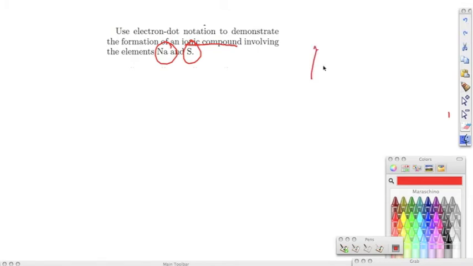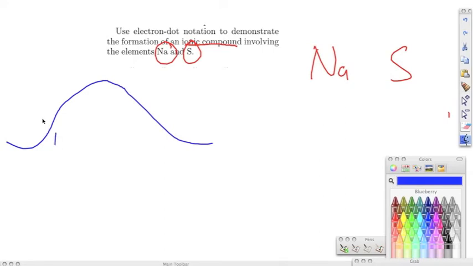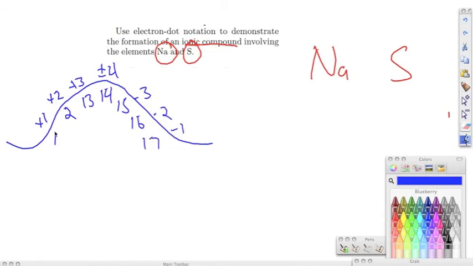Any time we make the formula for ionic compounds, we are always going to crisscross their oxidation numbers. So we need to know what their oxidation numbers are. Remember that the oxidation numbers follow the hill of oxidation numbers. We've talked about this. Group 1 has a +1 oxidation number, 2 is +2, then we jump to 13 is +3, 14 is plus or minus 4, and then 15 is -3, 16 is -2, and 17 is -1. This is our hill of oxidation numbers, and these are just their group numbers, the columns on the periodic table.